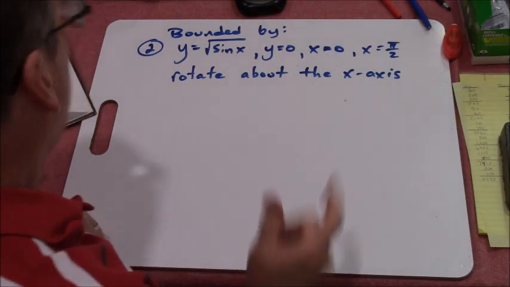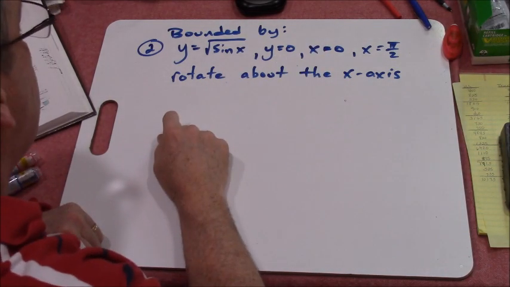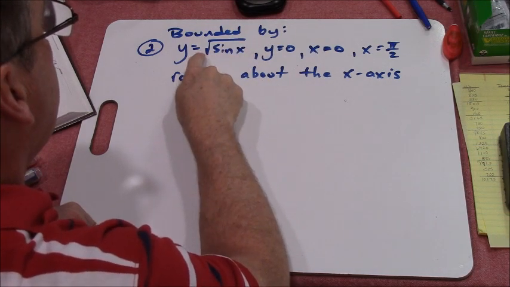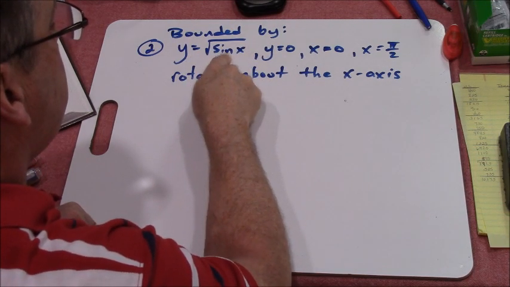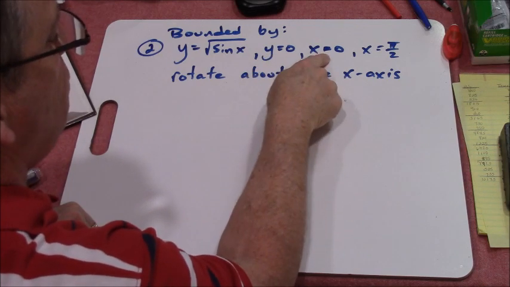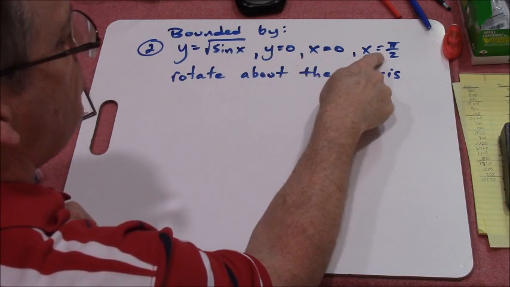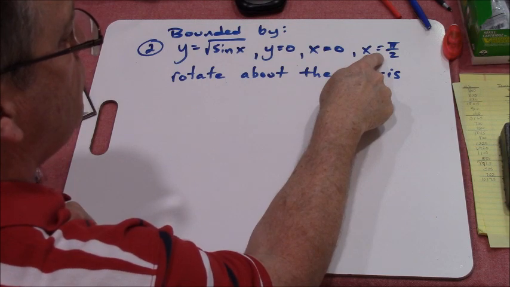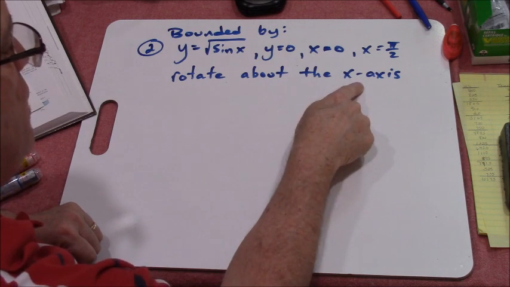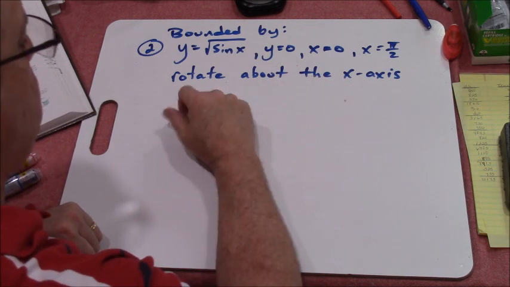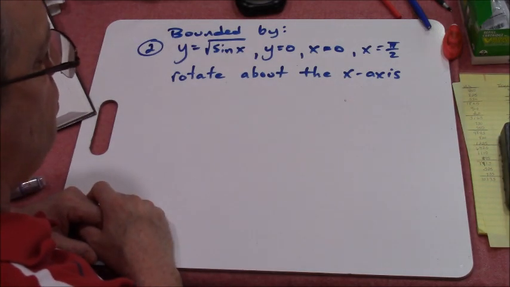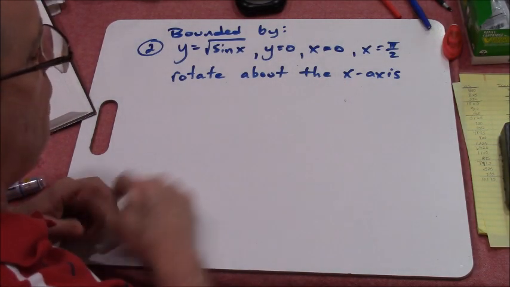All right, so here's another problem. This time we have a region that is bounded by square root of the sine of x, y equals 0, x equals 0. That's just the x-axis and the y-axis. And x equals pi over 2. And we're going to rotate that about the x-axis. So the first thing I need to do is I need to see what the region looks like that we're trying to rotate about the x-axis.